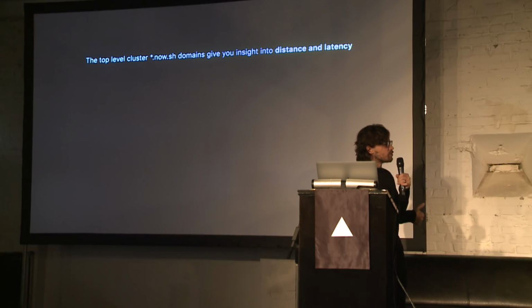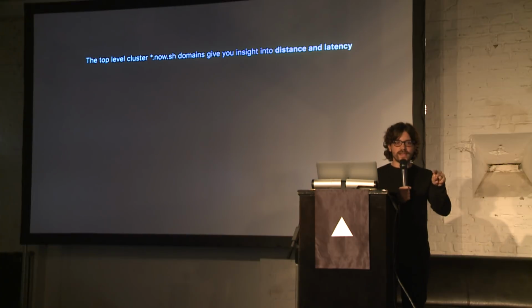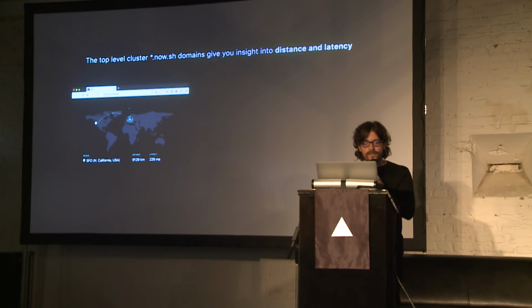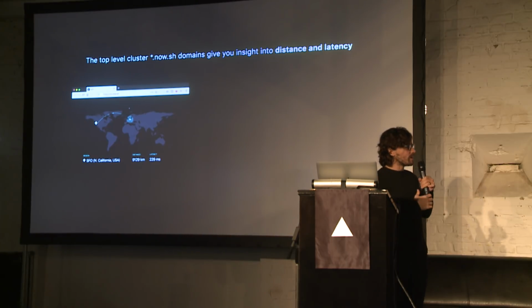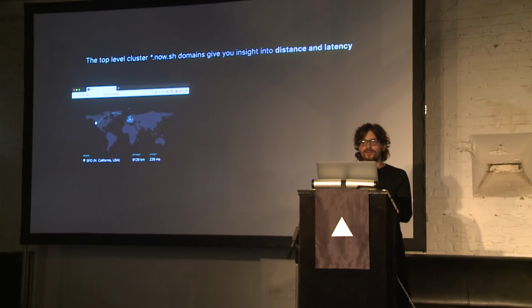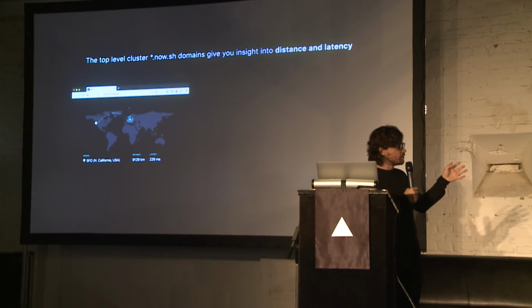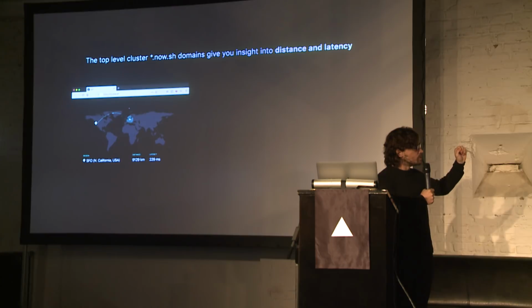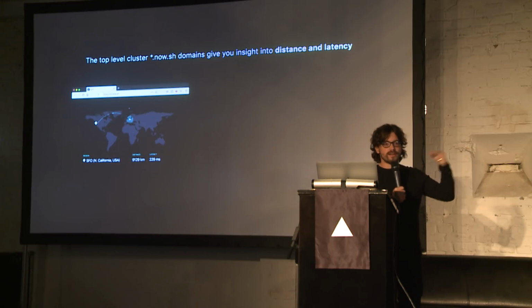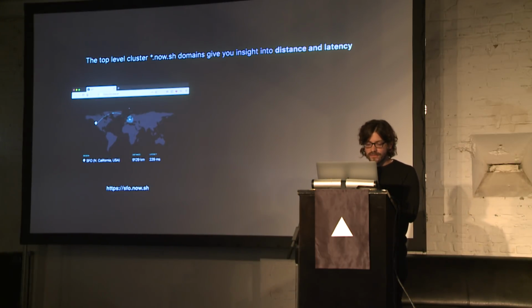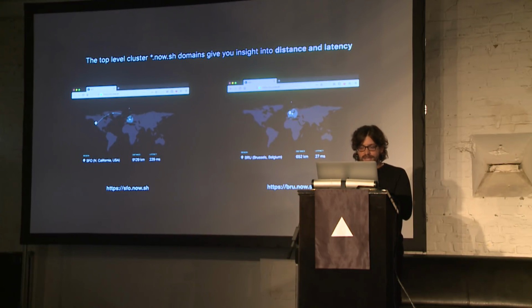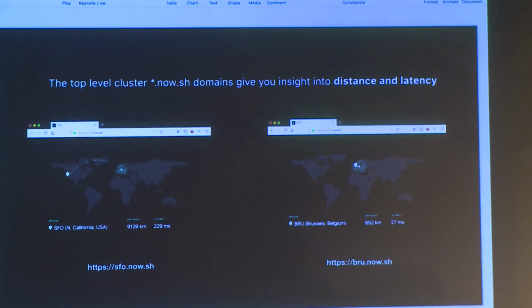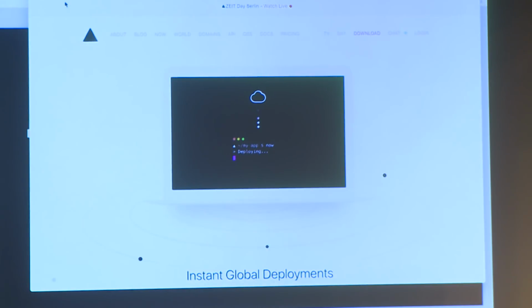Something that I mentioned earlier is that we also give you a specific access into each location. So what we decided to do with the top-level URLs, instead of redirecting somewhere or giving you a blank page, was to give you some insight into what that region looks like from where you are. So if you go to sfo.now.sh or brussels.now.sh, you're going to see some interesting results. So let's just go there really quick.